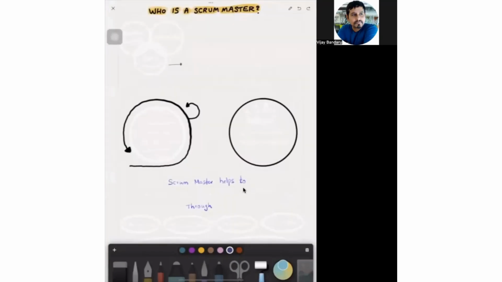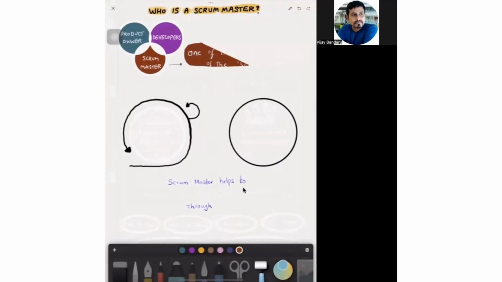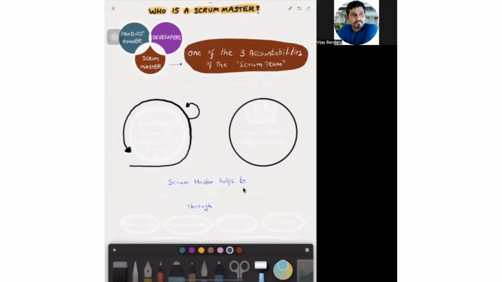So, first of all, who is a Scrum Master? Scrum Master is one of the three accountabilities of the Scrum team. So the Scrum team is a combination of three accountabilities: product owner, Scrum Master, and developers. So Scrum Master is one of the three accountabilities of the Scrum team. So what is the primary accountability of the Scrum Master?